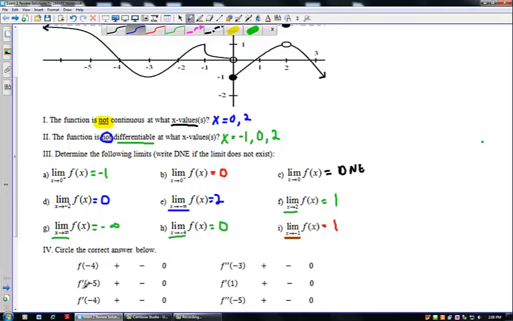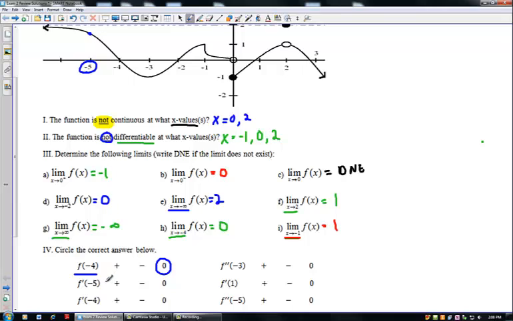All right, so let's start here. So this says, what is f of -4? So I look at -4, and the height is 0. So this is 0. And then f prime of -5, so here is -5. And that means I'm up here on my graph. And this is going down. All right, so it's going down, so it's decreasing.